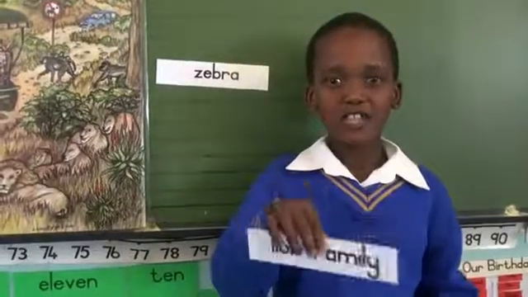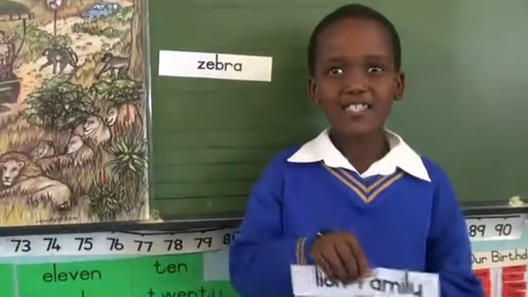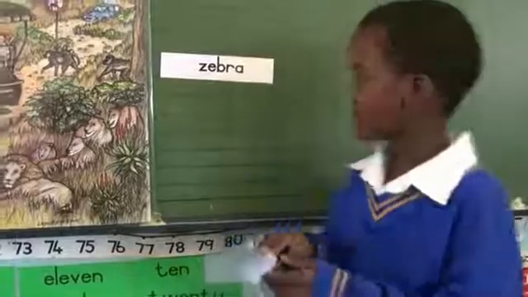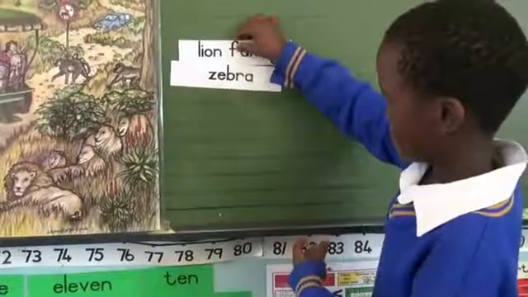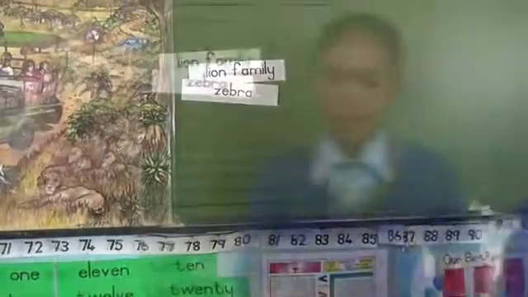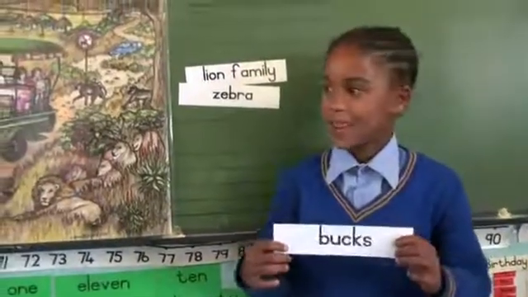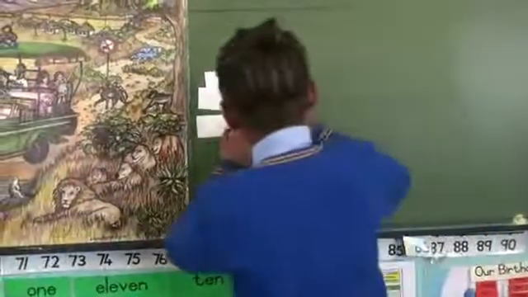Family of lions. Lions are resting under the tree. Good, put it up and go. Bugs jump high. Good, you remembered.